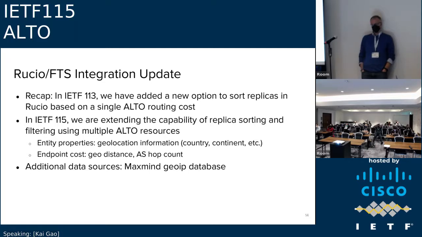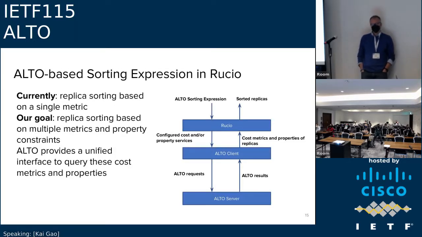And to support the Rucio integration use case, we are using an additional data source, basically the MaxMind GeoIP database. So next slide, please. And here is an illustration of what we are extending in Rucio. Basically, we are using what is called an ALTO sorting expression, which gives a simpler syntax that can be used by the clients to query the ALTO, and which will be translated into the ALTO request in the underlay. That will help us simplify the development of the client side. So next slide, please.